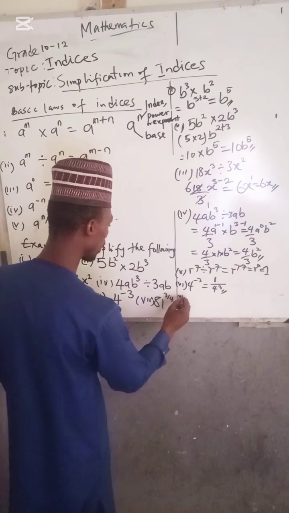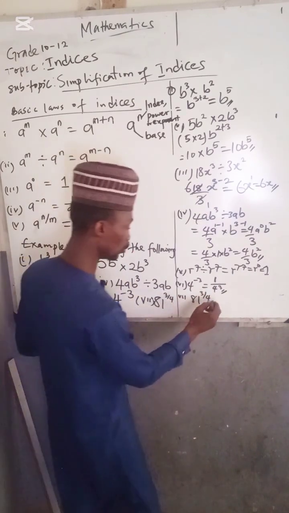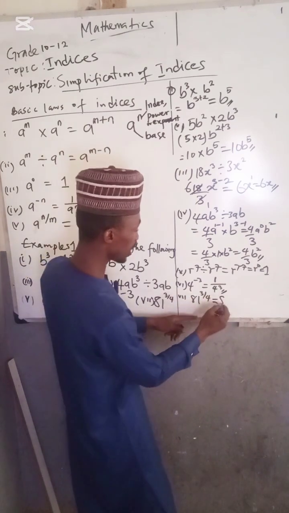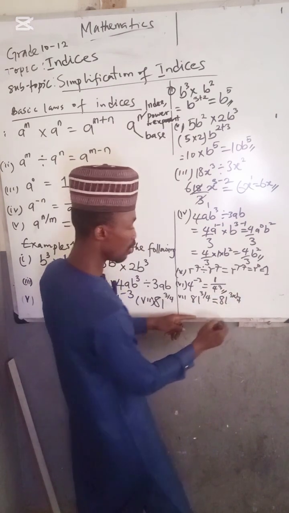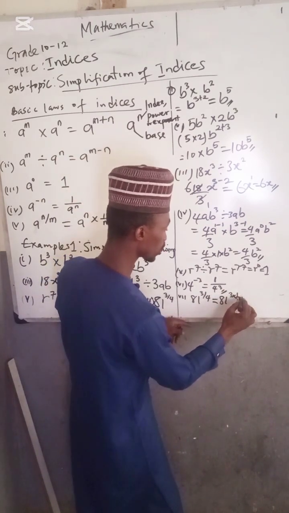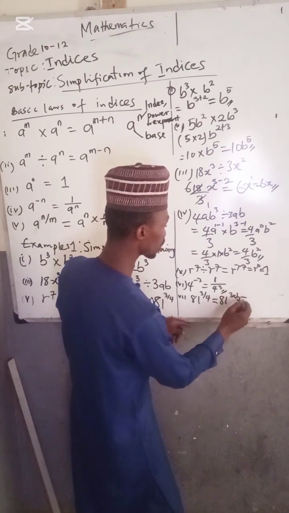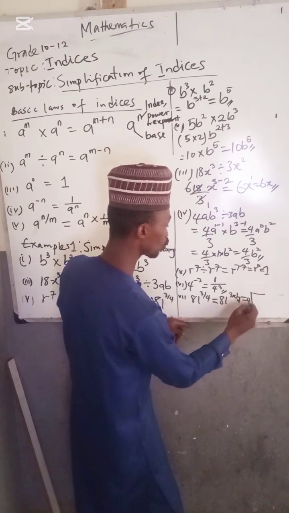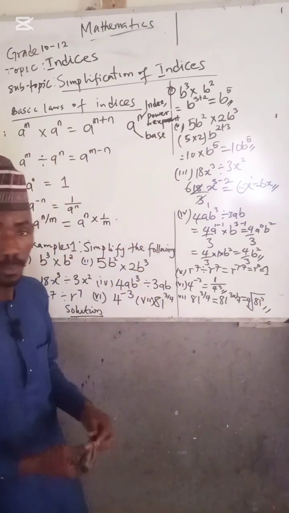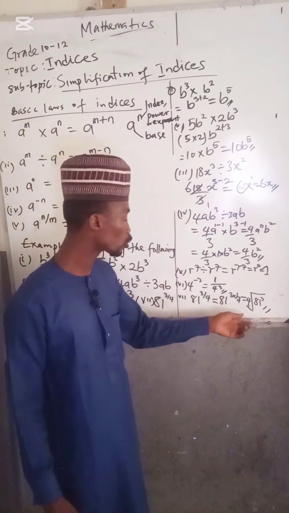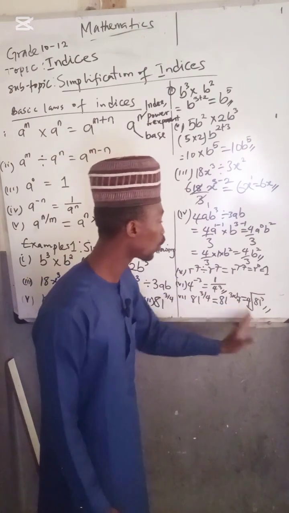Now the last one is 81 raised to power 3 over 4. I told you what to do. This becomes 81 raised to power 3 times 1 over 4, which now gives us the 4th root of 81 raised to power 3. We can simplify this further, but what we just did is for us to know, when we see a question like this, how to represent it in root symbol.